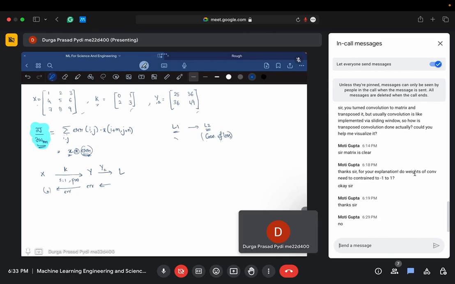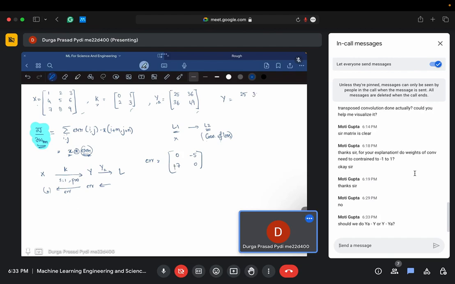Error is equal to 0 minus 5, 7, 0. So what was your y value? Okay, you are directly giving me the error value. So what was your error? 0, minus 5. Second row is 7, 0, which means your y was... second row first element is plus 7. Okay, so your y would have been something like 36, 31, 43 and 49. This was your y.